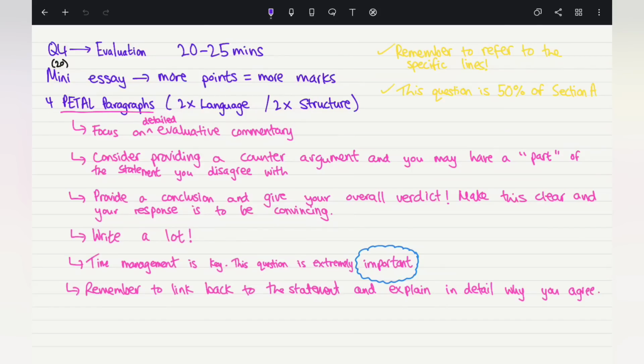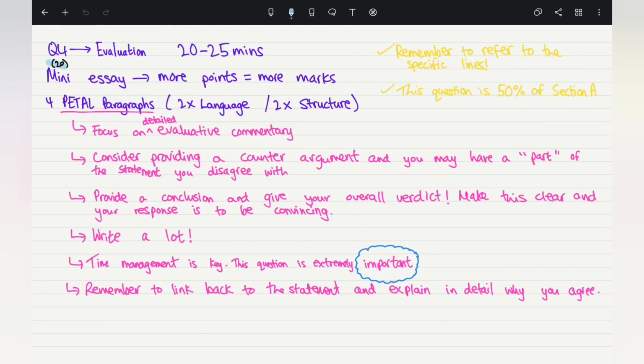Sorry, no, not your reading paper, but 50% of the section A. So this is a crucial question that you cannot mess up. In terms of timing, you should spend 20 to 25 minutes. Think of it like a mini essay.